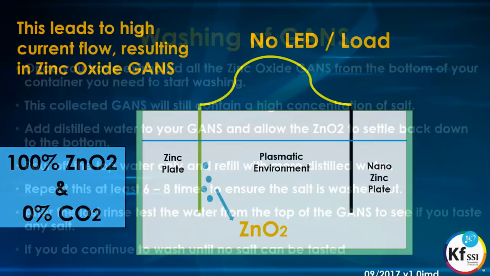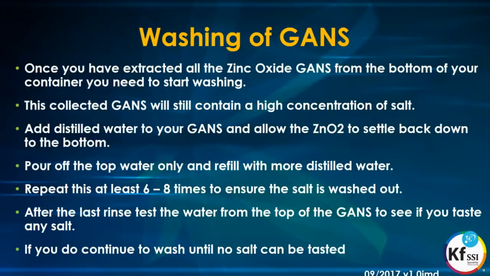And from that, it's the same as with the CO2. We take out the zinc oxide GANS from the bottom of your container, as we explained with the CO2, and then you start washing, because this collected GANS will have a high concentration of salt. So we just add distilled water to the GANS you've collected and allow this to settle back down to the bottom, pour off your water and refill with distilled water. You can repeat this 6 to 8 times to ensure that the salt is all washed out.